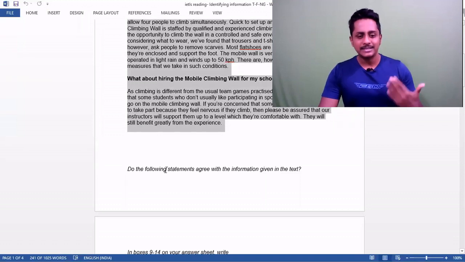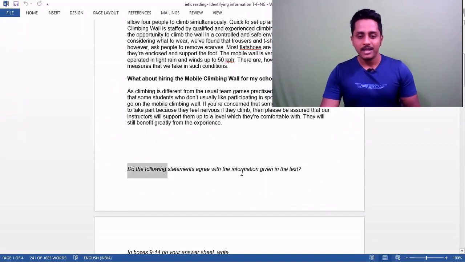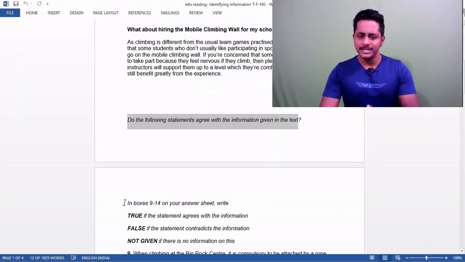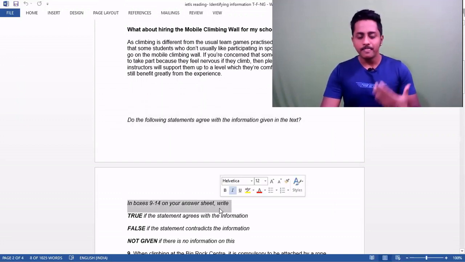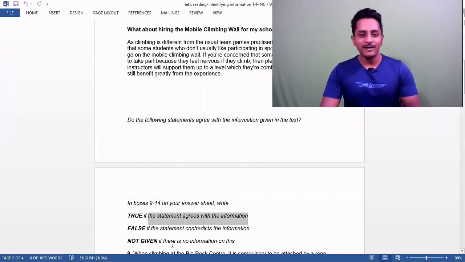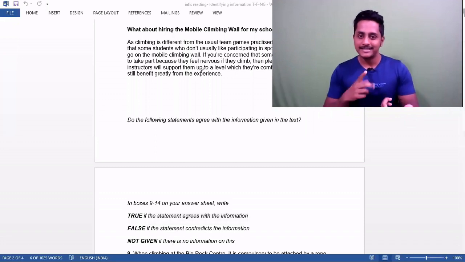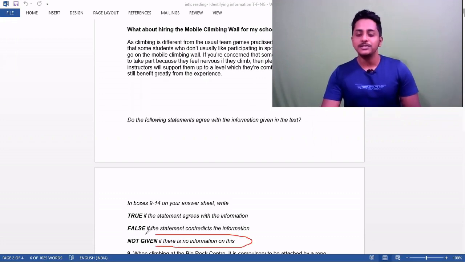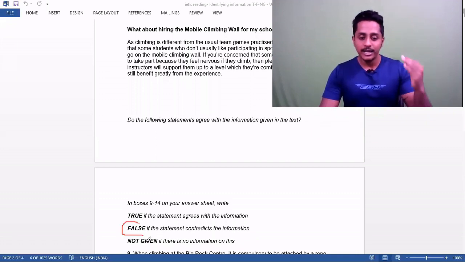It starts like this: do the following statements agree with the information given in the text? That's how it looks in the exam, and you write in boxes 9 to 14 on your answer sheet. Write True if the statement agrees with the information. Write False if the statement contradicts. So what does contradicting mean? Exactly opposite. I repeat, contradiction is exactly opposite. Write Not Given if there is not enough evidence, if there is no information on this. So you're supposed to fill it with TRUE, FALSE or NOT GIVEN. That is the instruction being given.